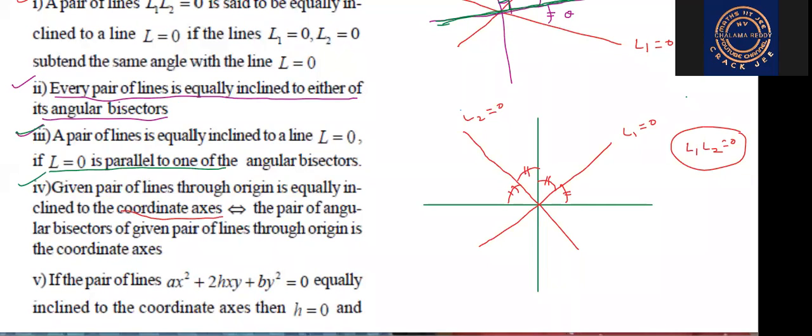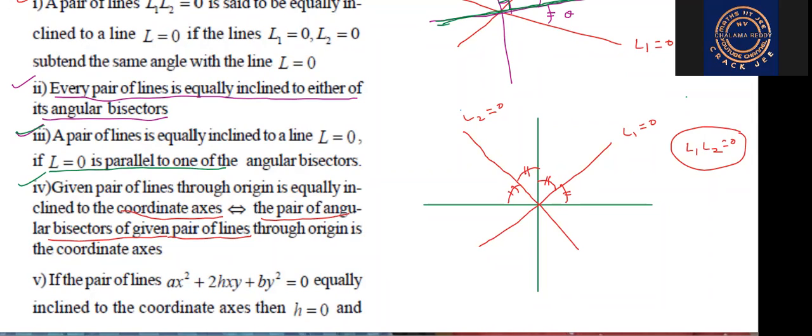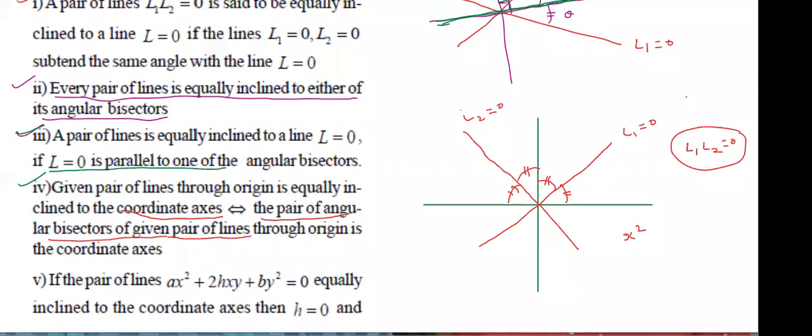That implies the pair of angular bisectors of the given pair of lines through the origin is the coordinate axis. Here the red color line, I am writing x square minus y square is equal to 0. This is the pair of lines. What is the pair of angular bisector equation? xy is equal to 0 only. xy is equal to 0.